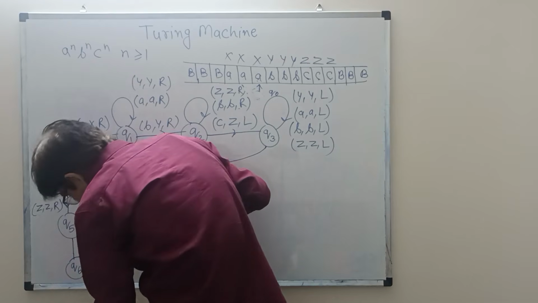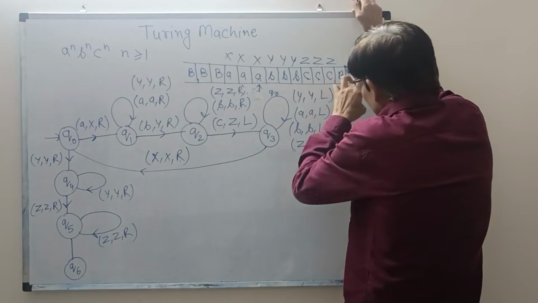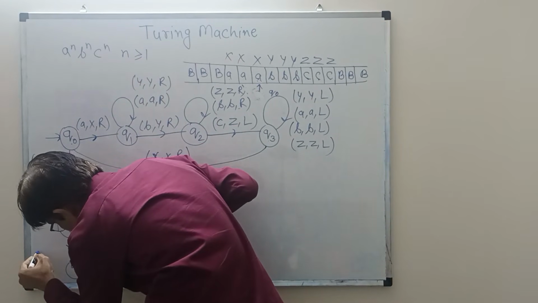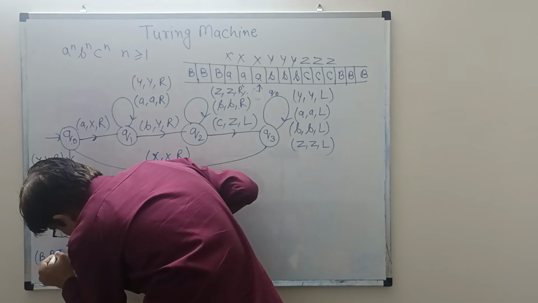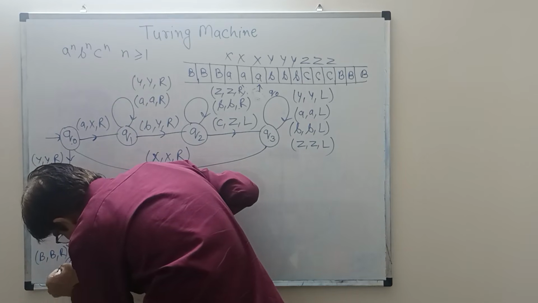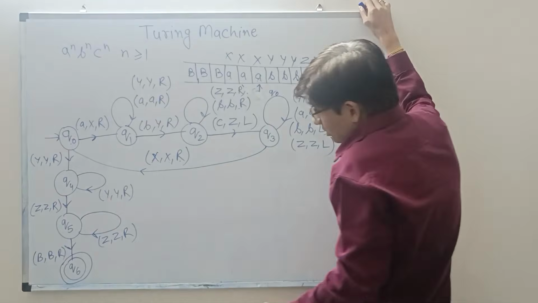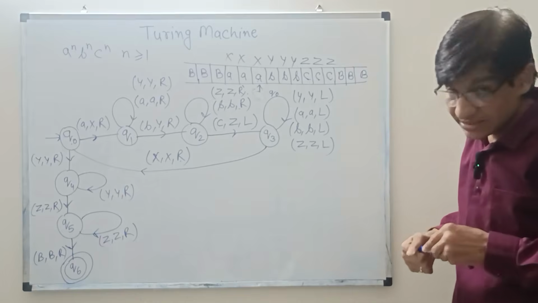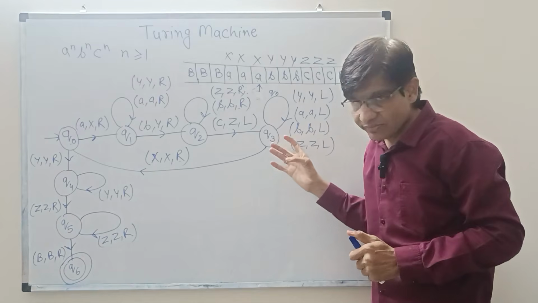So this is Q6. When you get blank on Q5, you will reach the final state, and you will leave this blank as it is. You will move towards right or left, it doesn't matter, but you will get the final state there, which is Q6. Now this is the transition diagram of your Turing machine. So I hope, friend, it would be very much clear.